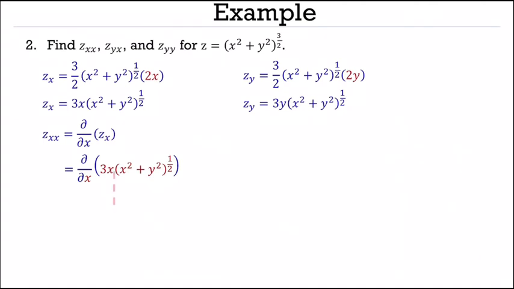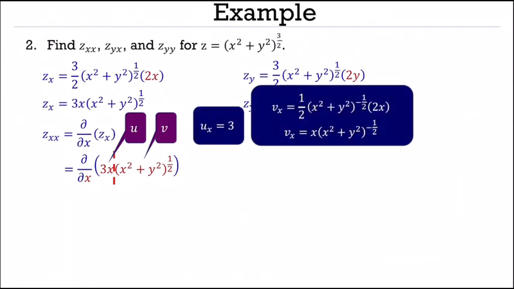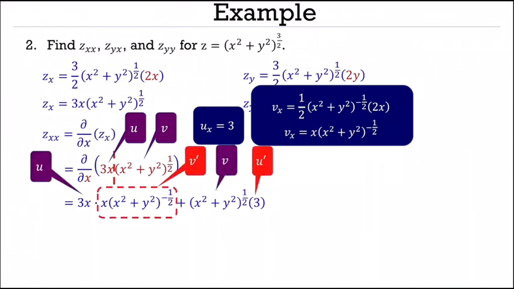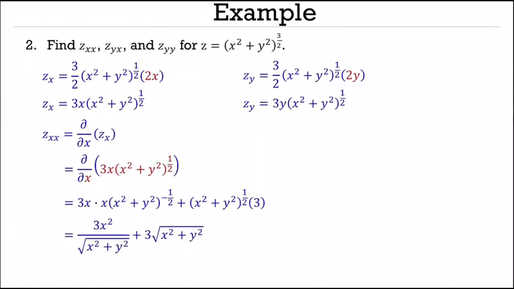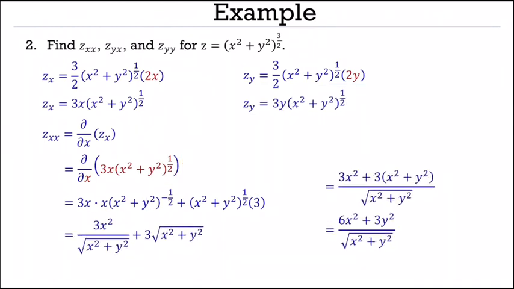For this function, we have to use the product rule because it is a multiplication of 3x and x squared plus y squared to the power of 1 over 2, where both have variable x. So let u be 3x and v be x squared plus y squared to the power of 1 over 2. So u sub x and v sub x are like this. Now substitute into the formula of the product rule. Then simplify to find the answer.